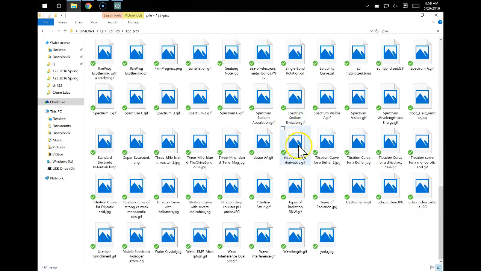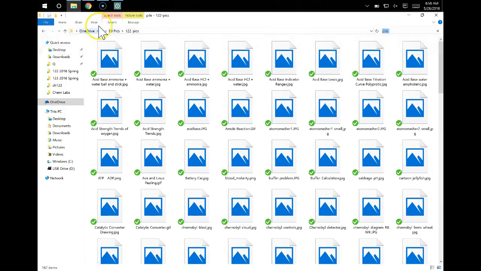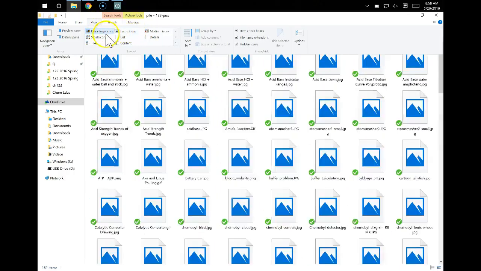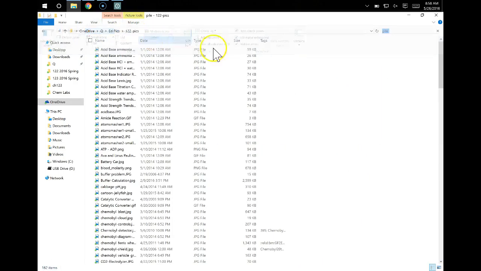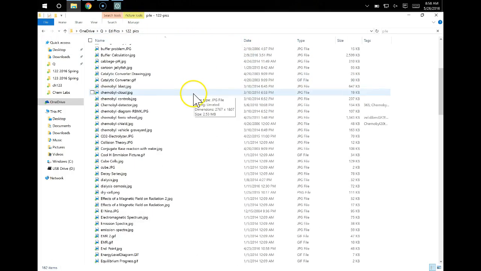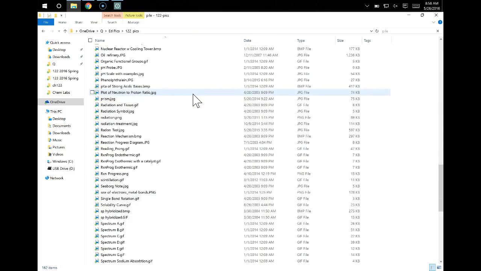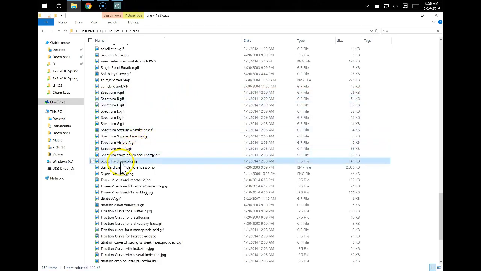What's going on? Why isn't it fun? What? It's not in here? No, not icons. I want... How come I can only get icons? There we go.